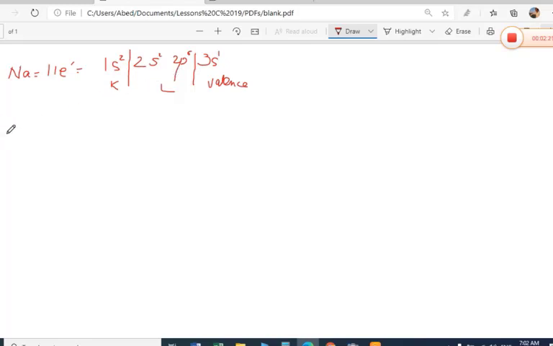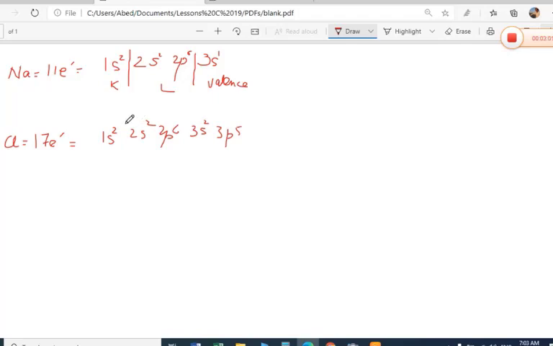Okay, let's take another example, that is chlorine. Chlorine atom has 17 electrons. So the configuration will be 1s2, 2s2, 2p6, 3s2 and 3p5.